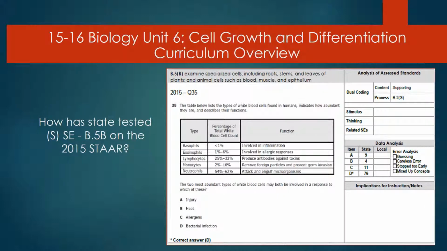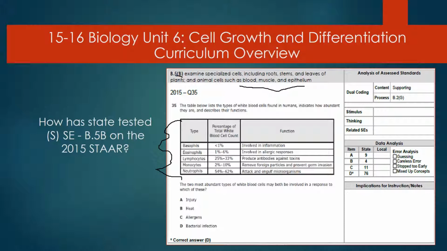Now looking at our supporting standard, again, there is only one question in this presentation over 5B. We're looking at and examining specialized cells, including roots, stems, and leaves of plants and animal cells such as blood, muscle, and epithelium. And so the basis of this type of question, again, you're using processing skills to demonstrate an understanding of this supporting standard.